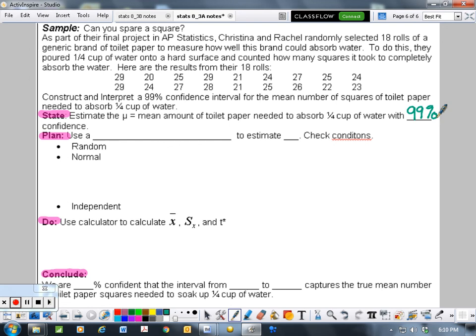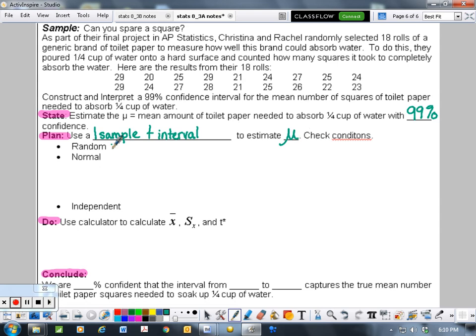Okay, what are we going to use? We're going to use a 1 sample t interval to estimate our mean mu. We're going to check our conditions, and yes, I spelled conditions wrong, but that's okay.